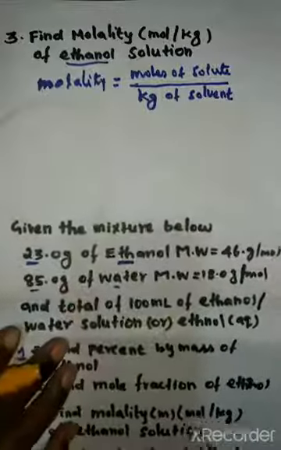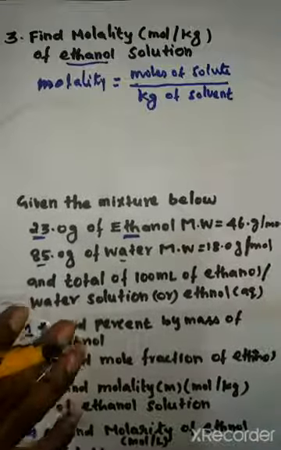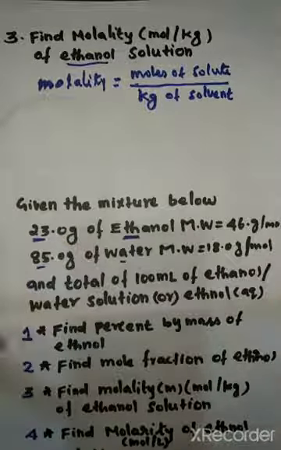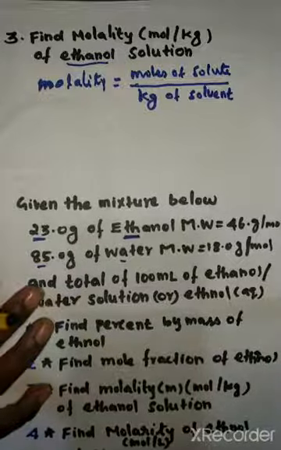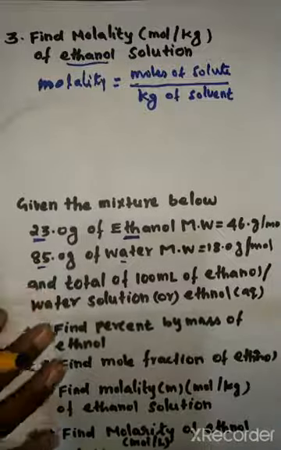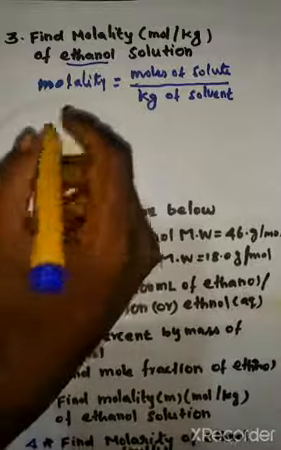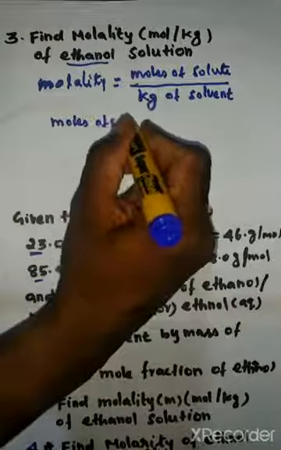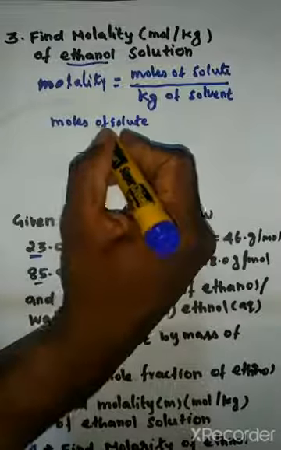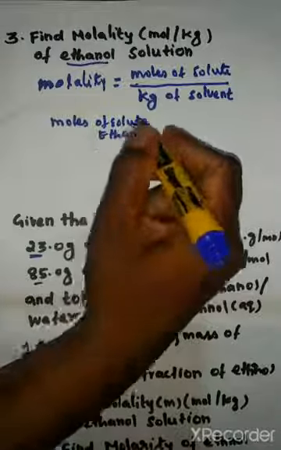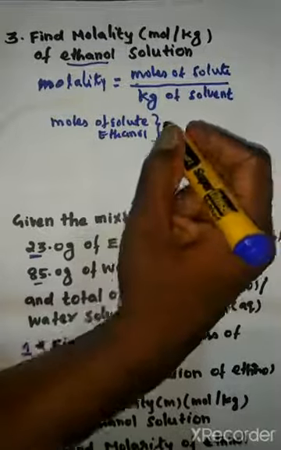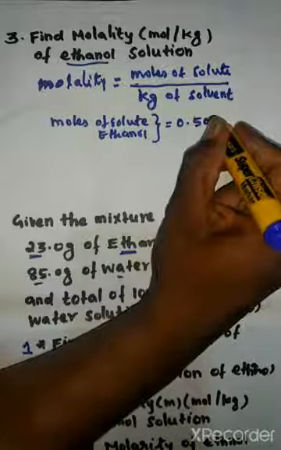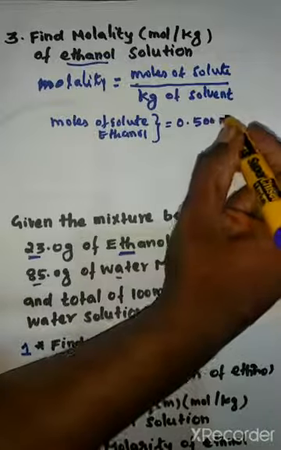If you see the problem, the moles of the solute is not given, but we found it in the last problem, so we can substitute the value of moles of solute. The moles of the solute, that is ethanol, that we found as 0.500 mole.